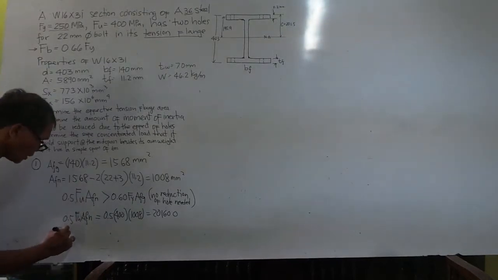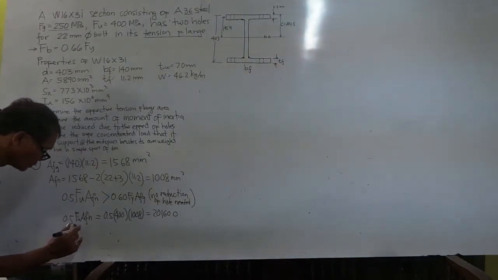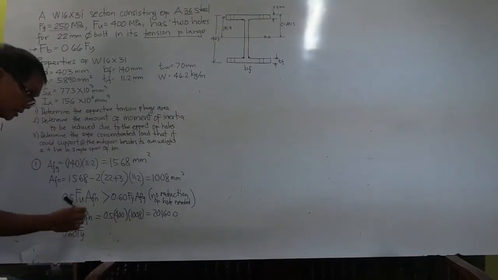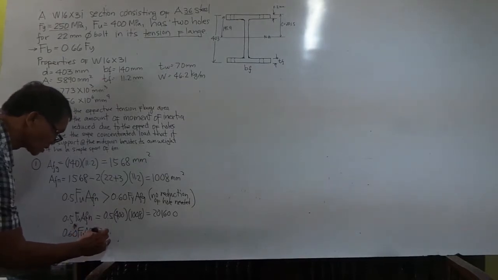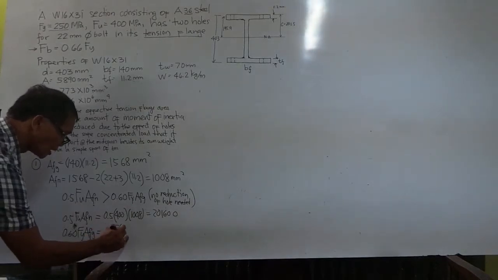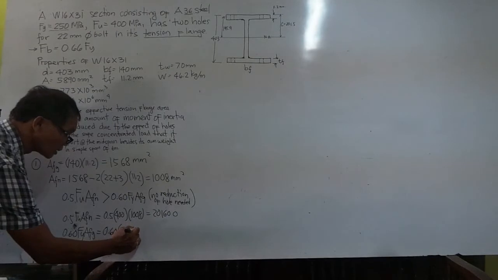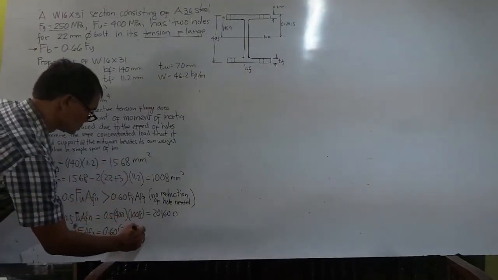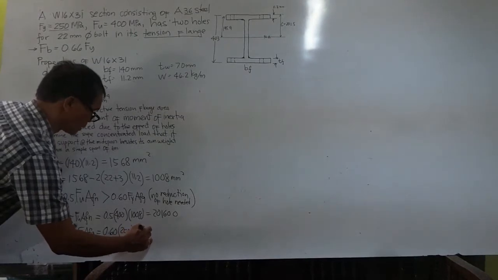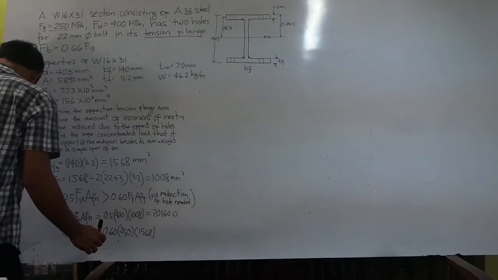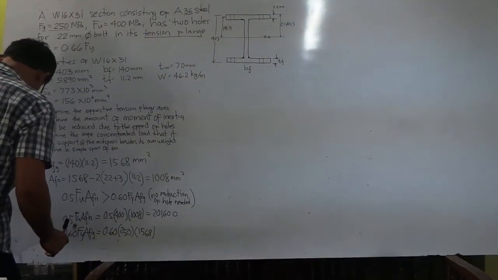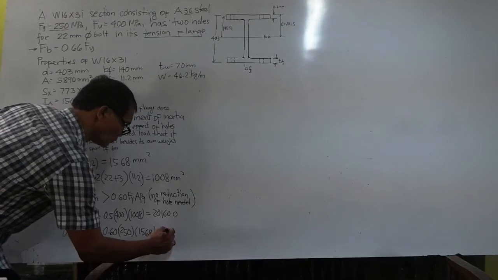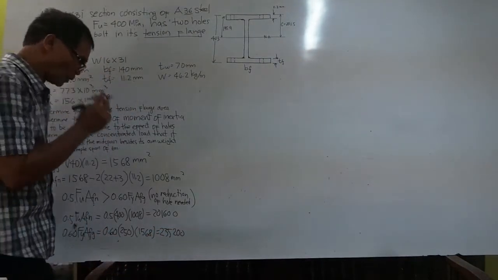While 0.6 FY times the area of the plant's gross is equal to 0.60 times 250 times the area of the plant's gross, this one, 1568. Then you have an answer of 235,300. So we will compare that one.